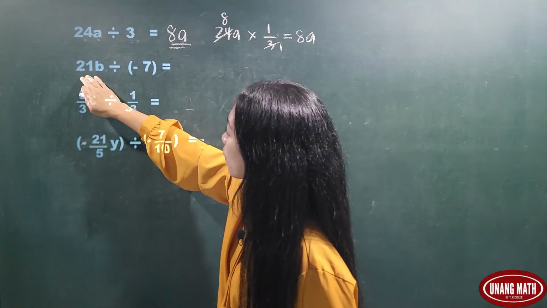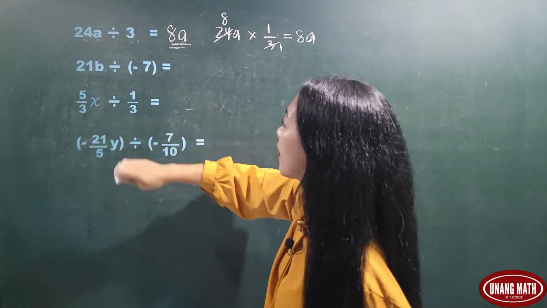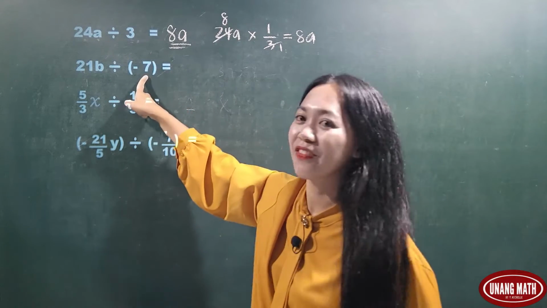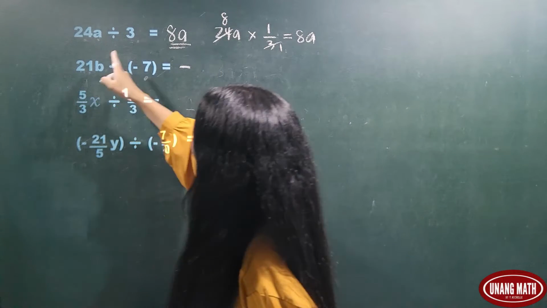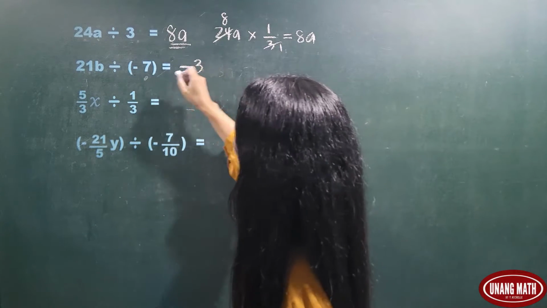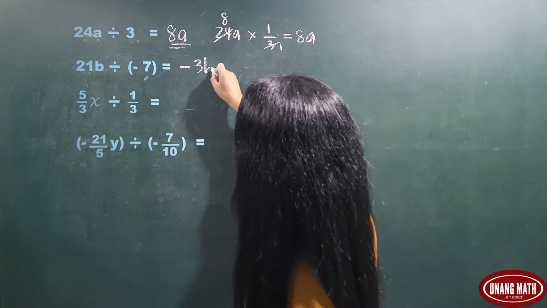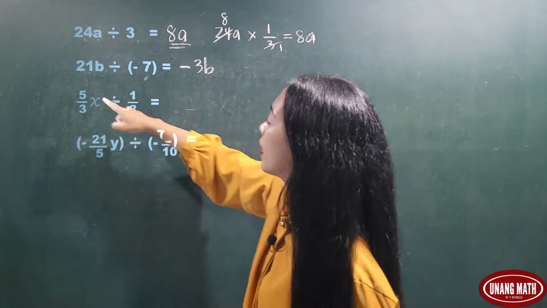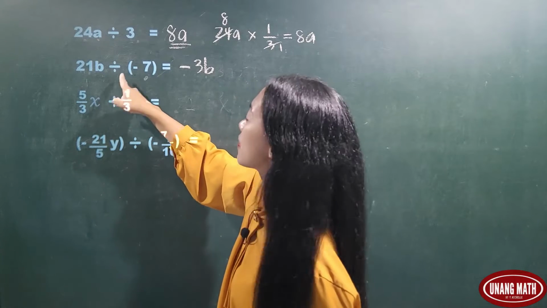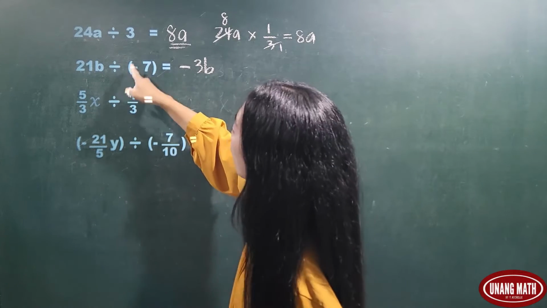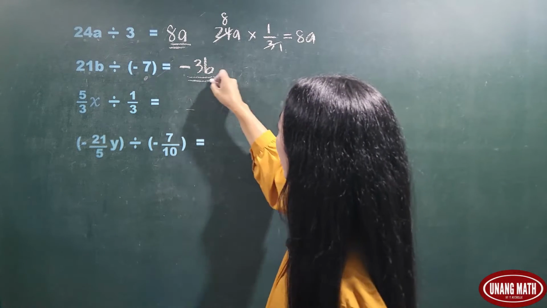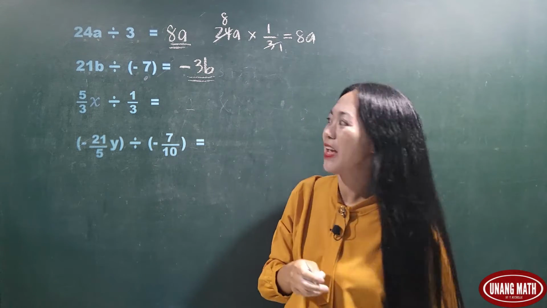Okay, next is 21b divided by negative 7. Positive and a negative number. So the answer is a negative number. 21 divided by 7 is 3. And then write b to the right of 3. So negative 3b, or 21b times the reciprocal of negative 7, which is negative 1 over 7. The answer is still negative 3b.